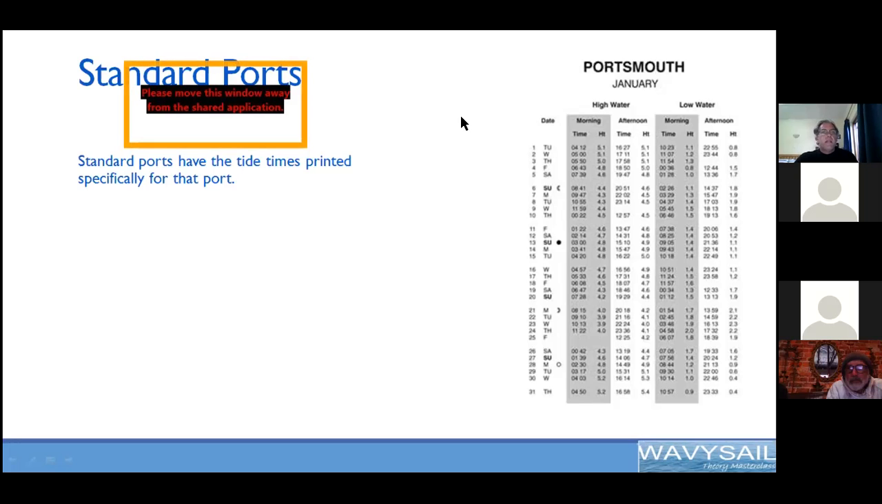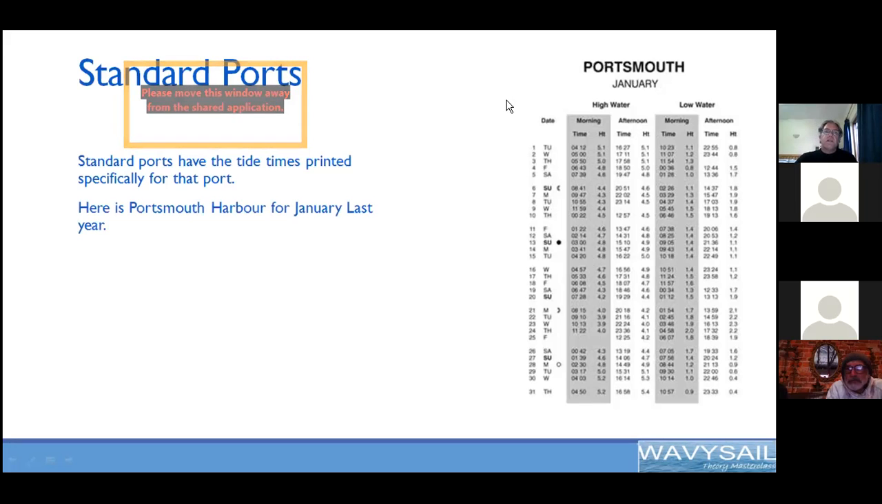Standard ports have tides printed specifically for that port, so you can just look at it. This is Portsmouth Harbour for January last year. It's obviously useless information now because it changes every year. Please don't use outdated tide tables. You can get yourself in all sorts of trouble and look really stupid.